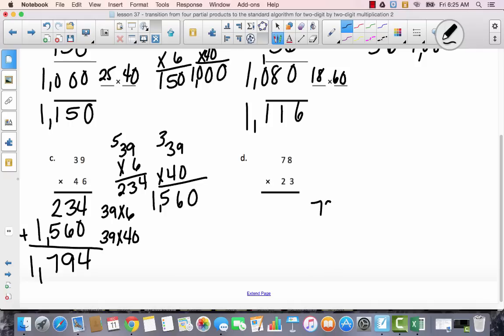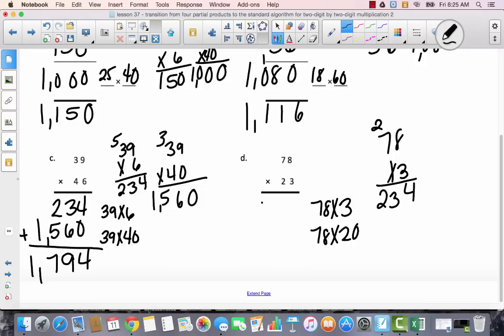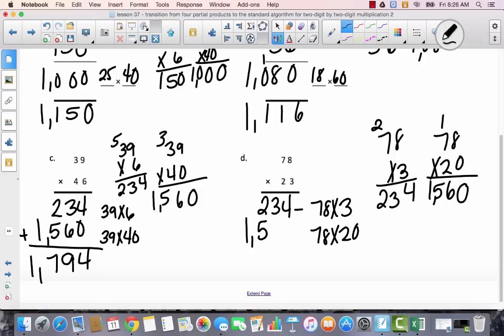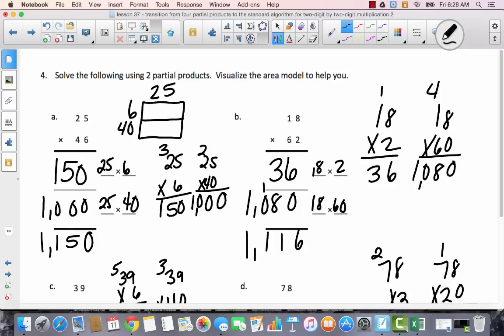Okay, so for this problem, we're going to do 78 times 3 and 78 times 20. So 78 times 3: 8 times 3 would be 24. 7 times 3 is 21, plus 2 is 23. So we have 234 for 78 times 3. Now we're going to do 78 times 20. So it's really 78 times 2 and add a 0, so I put my 0 down. 8 times 2 is 16. 7 times 2 is 14, plus 1 is 15. So I have 1,560. I'm going to add these together. I get 1,794.